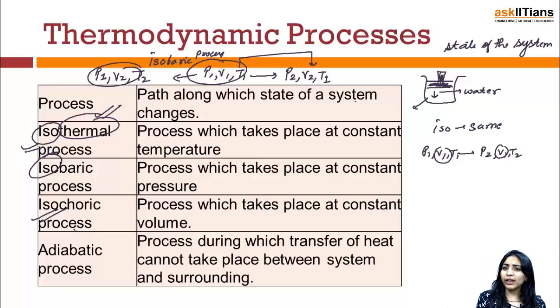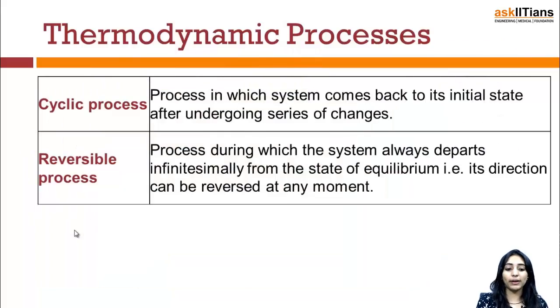But suppose I have maintained a condition where the boundary, the wall I have taken, is a kind of boundary which is non-conducting to heat. That means neither can the system get heat from the surrounding nor can the system give heat to the surrounding. Such processes are known as adiabatic processes.